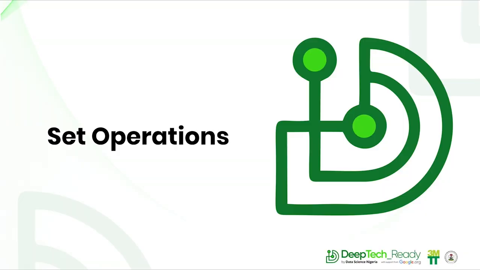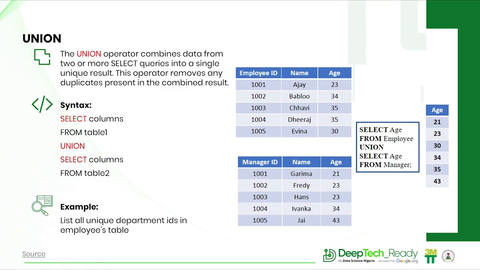So we'll be looking at some operators in the set operation. Let's start with the first one, which is the union. The union operator helps us to combine data from two or more select queries into a single unified result. One important feature of the union operator is that it automatically removes any duplicates from the combined result, ensuring that each row appears only once. That's one of the key features of the union operator.